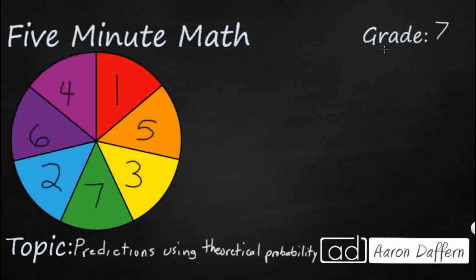So we have a spinner here on the screen, and let's say we spin this 15 times. And my question is, how many times will I spin an odd number? That's what I'm trying to predict. How many times will I spin that odd number if I spin it 15 times?